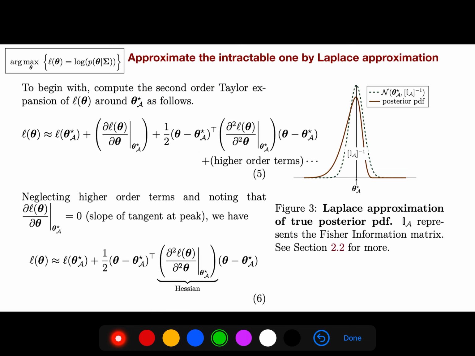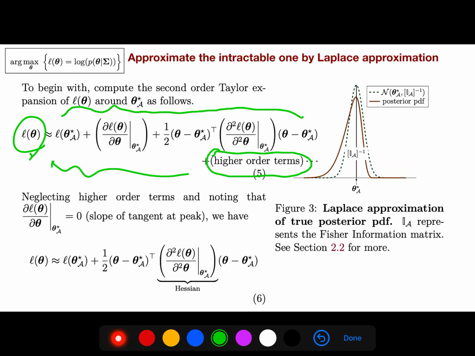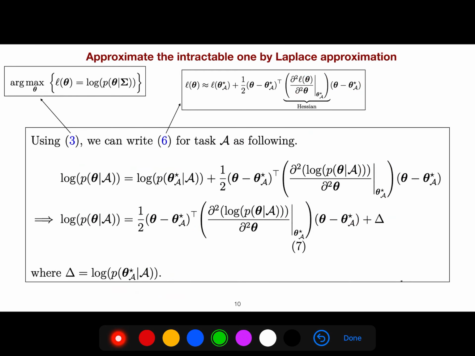You know that we can write a Taylor expansion from high school. We used to do this like this. And we have higher order terms. But second order approximation for now is enough for us. Neglecting higher order terms, noting that the derivative of loss with respect to theta is 0. Because it is 0, only the Hessian remains. This term is called the Hessian, and it is very important in optimization. Now you will see how it is important.